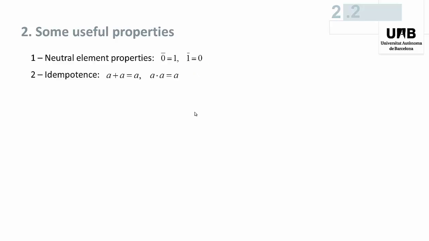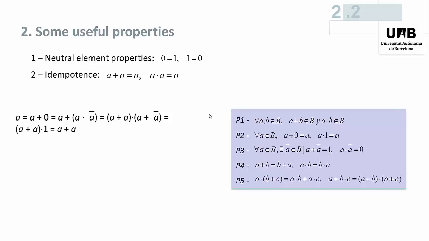A second property is idempotency of the operations. That means that adding a to a, you get a, and multiplying a by a, you get the same value a. We could try to demonstrate the idempotency of the Boolean sum using the postulates as an exercise.